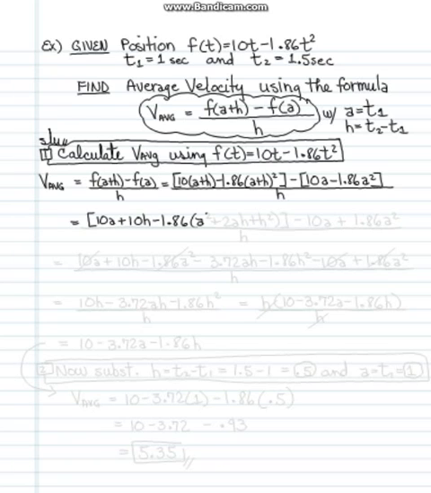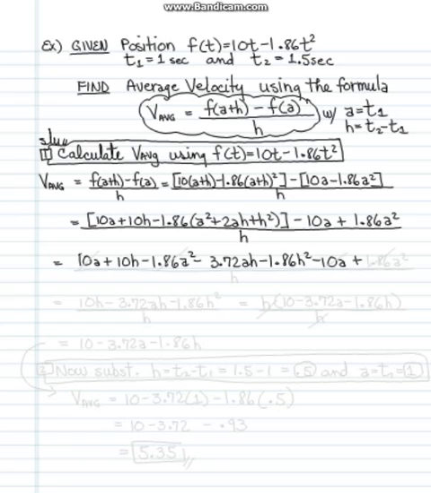Then we bring down negative 1.86 and then FOIL the a plus h times a plus h, and then get rid of the bracket for negative 10a plus 1.86a squared. Okay, now distribute the negative 1.86 across the parentheses, and we get 10a plus 10h minus 1.86a squared minus 3.72ah minus 1.86h squared minus 10a plus 1.86a squared all over h. Immediately we have terms canceling because we have positive and negative terms up here that cancel. And what's left is the 10h minus 3.72ah minus 1.86h squared over h.